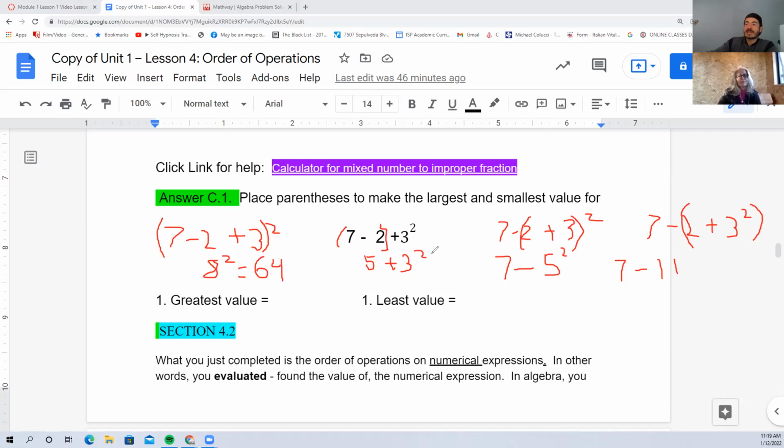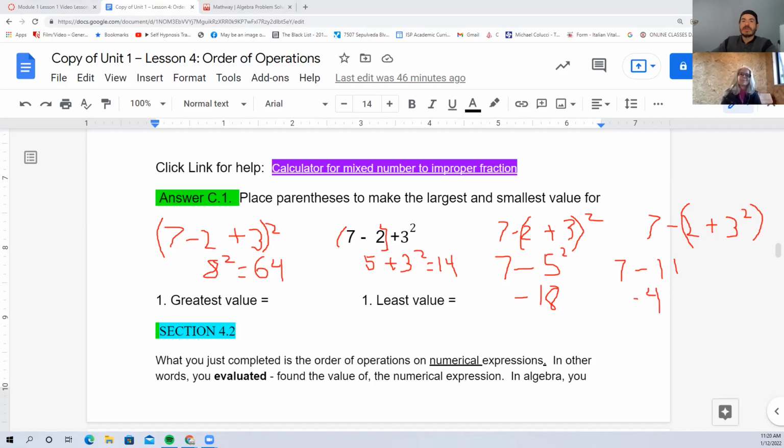Between addition and the exponent, I want to do the exponent first. That's 3 times 3 is 9, plus 5 is 14. Here we have subtraction and an exponent. We're going to do the exponent first. 5 times 5 is 25. 7 minus 25 is negative 18. And 7 minus 11 is negative 4.